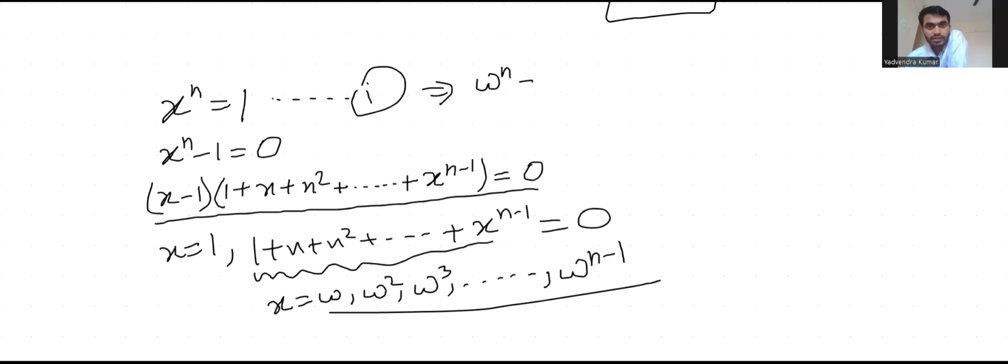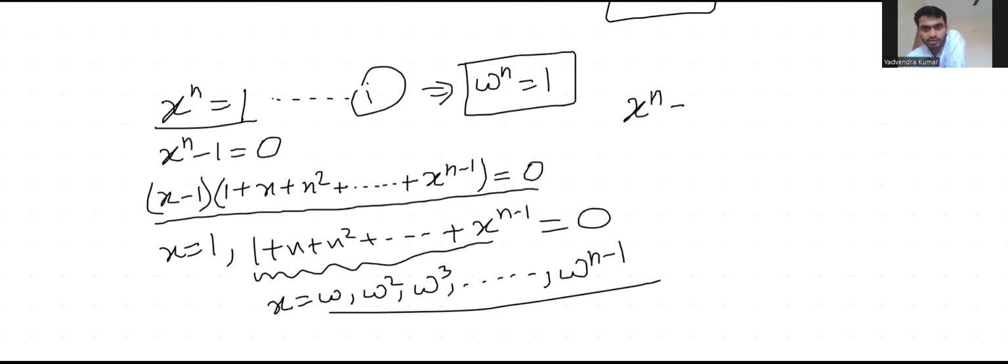Now, last time we had omega values. Now what will be omega values? We will go to that. That can be done in only one manner, by converting into polar form. So x to the power n can be written as 1, and 1 can be written as 1 plus 0 iota.